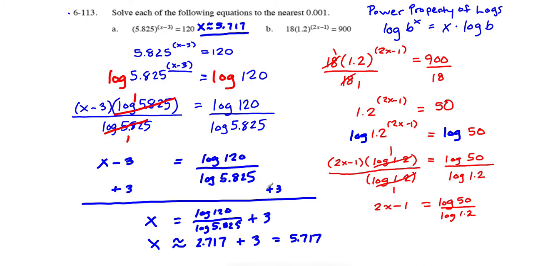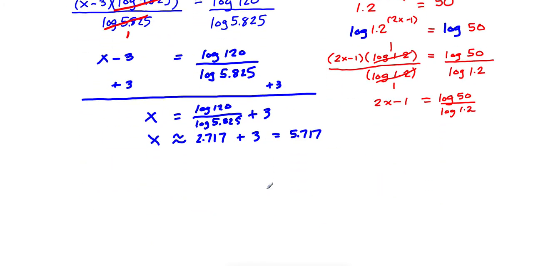Okay, now before I go ahead and figure out that decimal, I'm going to finish simplifying this, just so you're used to seeing this written as expressions with logs in them. So to solve for x, remember we want to add our 1 to each side. So I'm going to add 1. So right now I've got 2x equals the log of 50 over the log of 1.2.